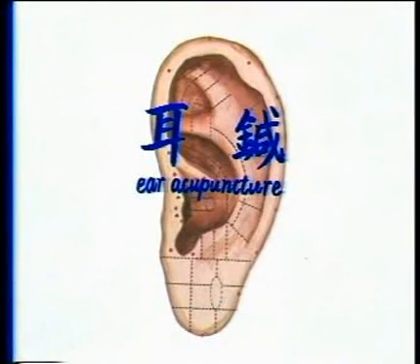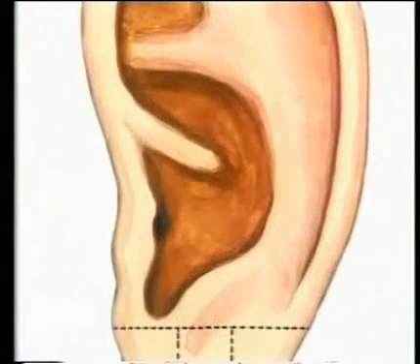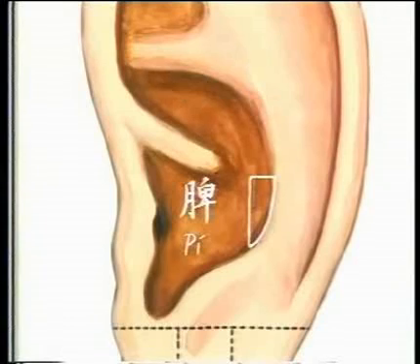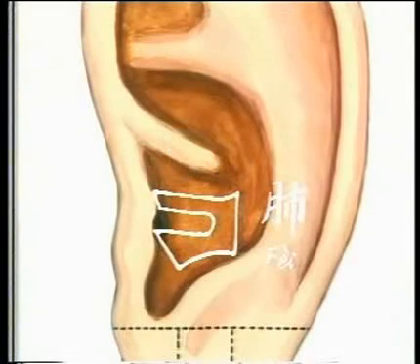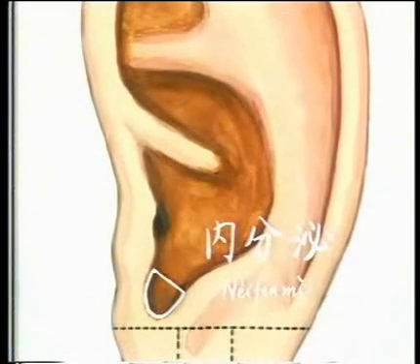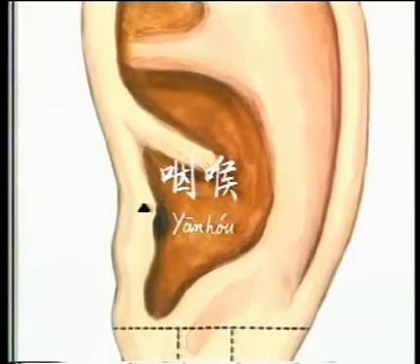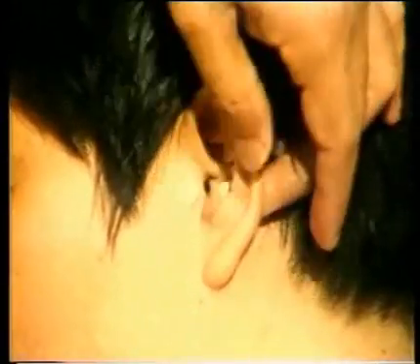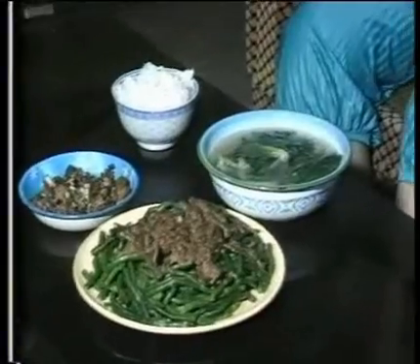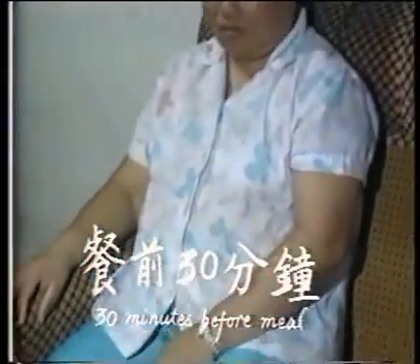Auricular acupuncture. Locate points kidney, spleen, mouth, stomach, lung, endocrine, and throat. Seeds are administered. Apply 30 minutes before meals or when feeling hungry. Press the seeds for 1 to 2 minutes to reduce the feelings of hunger and appetite.